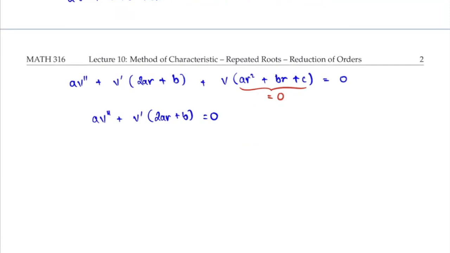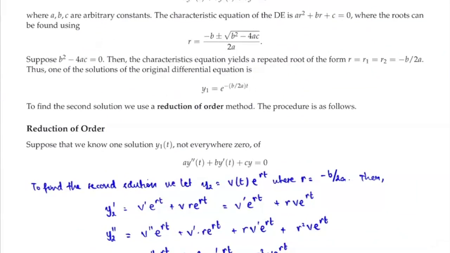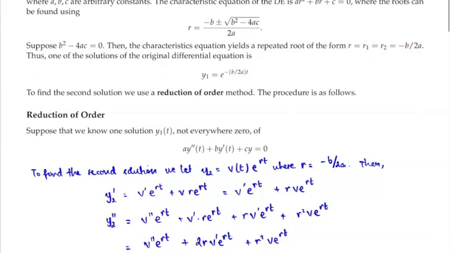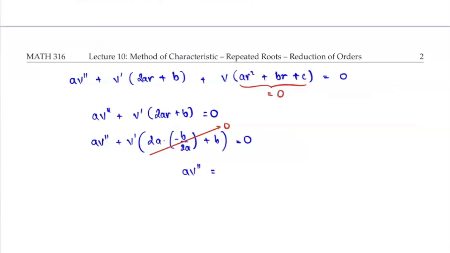In addition to ar squared plus br plus c equal to 0, you have another piece of information here, that r is equal to negative b over 2a. Right? That's from the first solution. So you take out r and replace that with negative b over 2a, and you get a v double prime plus v prime times 2a times negative b over 2a plus b equal to 0. From the calculation, this term is also equal to 0, and you're left with a times v double prime equal to 0.